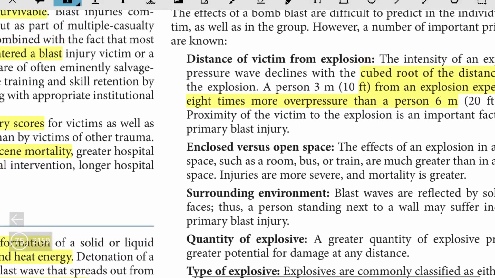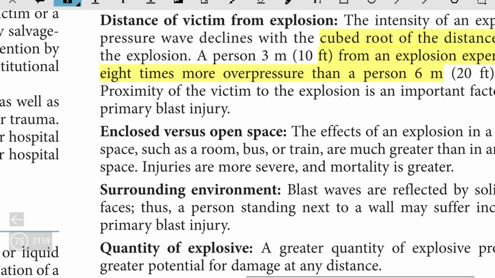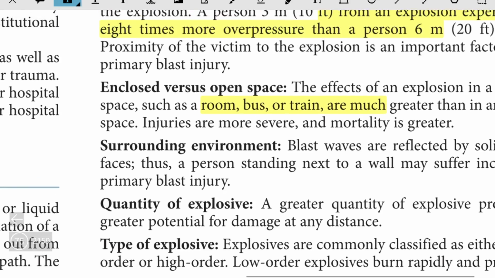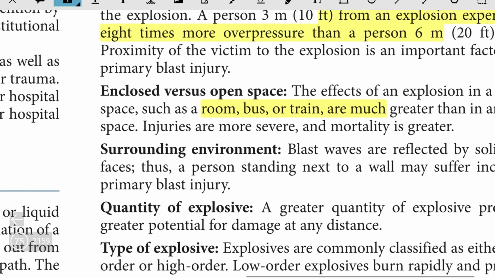Now the second factor is enclosed versus open space. If the patient is in an enclosed place like a room, bus, or train, the impact will be greater compared to an open space, and the injuries will be severe and the mortality greater. Now the third factor is the surrounding environment. Blast waves are reflected by solid surfaces. Thus, a person standing next to a wall may suffer increased blast injury because of reflection of the blast wave, and also because of the secondary and tertiary blast injuries.